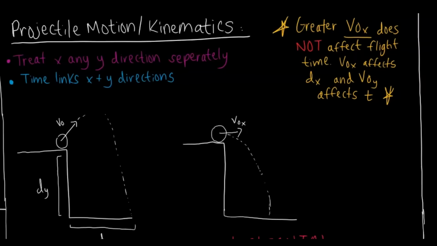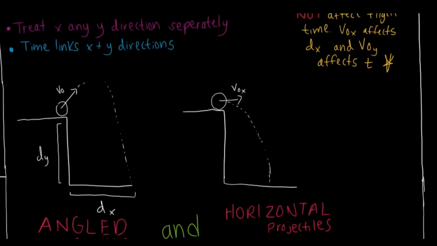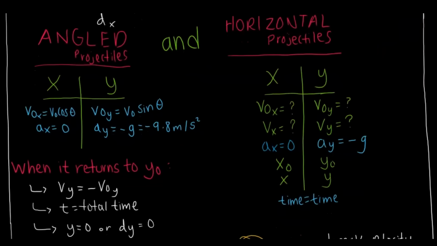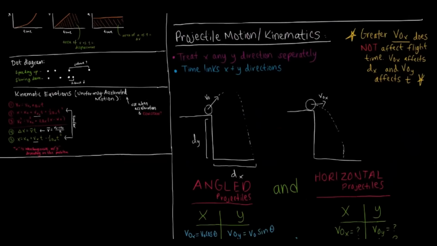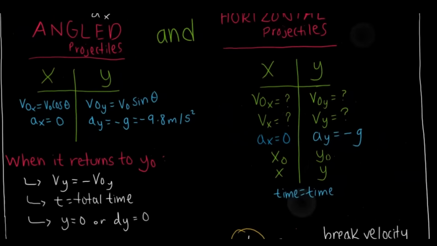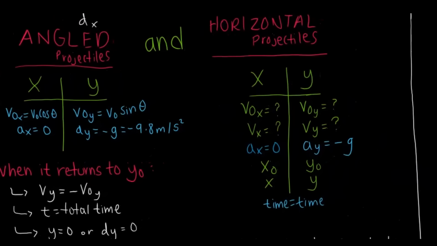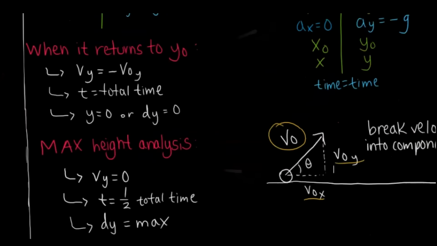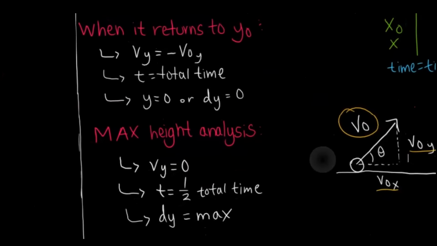And another thing is that time links the x and y directions. And so when you draw your table, like X and Y, in order to see what variables you're missing, what you can do is find time using either the X values or the Y values with the uniformly accelerated motion equations. And then you can use that to find the missing values for the other side in order to get your answer. Just a little breakdown of the different ways you can analyze it.